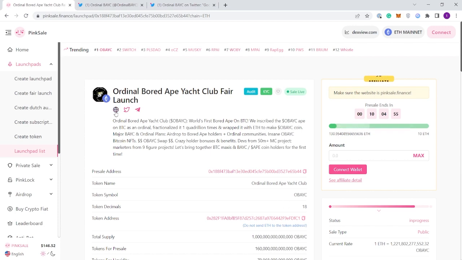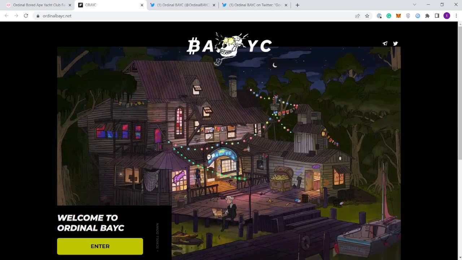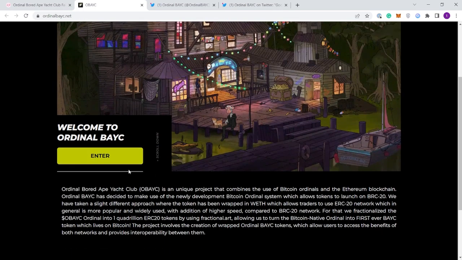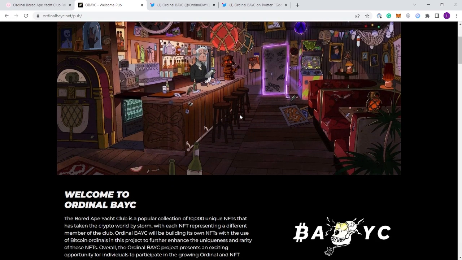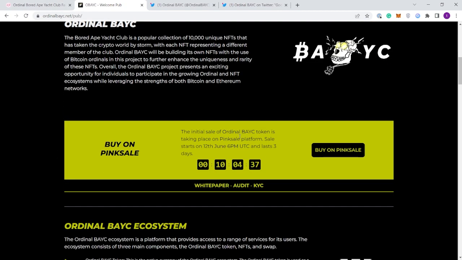And now, to finish off the video, we are going to go through their website, which, by the way, looks clean. So, Bored Ape Yacht Club, welcome to Ordinal BAYC. I'm going to click enter, and this looks so clean. Compare it to 99% of the websites for the coins on Pinksell. This is super clean. I really like the look of it.